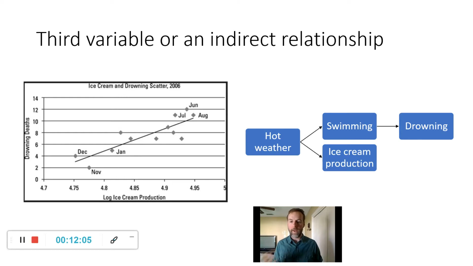So more ice cream has to be produced to meet the demand. And of course, when people are swimming more, compared to winter, you'll then have some drownings. So there's probably no direct relationship between drowning deaths and ice cream production. We could probably explain it through this third variable of hot weather.